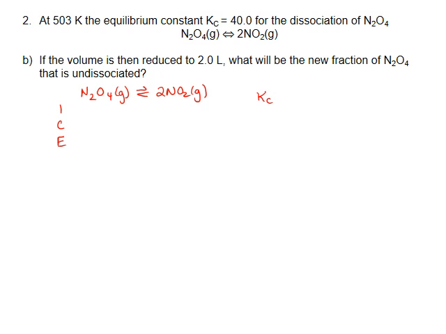The Kc expression has a value of 40 and is going to be the concentration of NO2 gas squared over the concentration of N2O4. We could start from the ending of problem A, but it's actually almost easier to just start this problem new. So we need to find the initial concentration of N2O4 at the time that the volume was reduced to 2 liters. So if we're starting with 1 mole of N2O4, and we're putting that in 2 liters, that gives us a concentration of 0.5 molar.